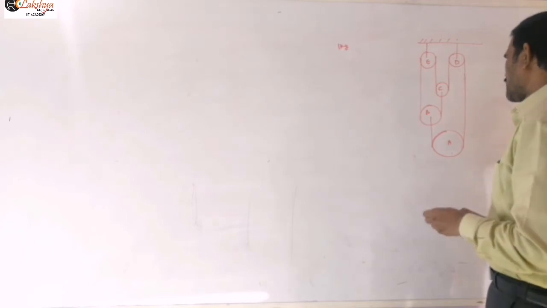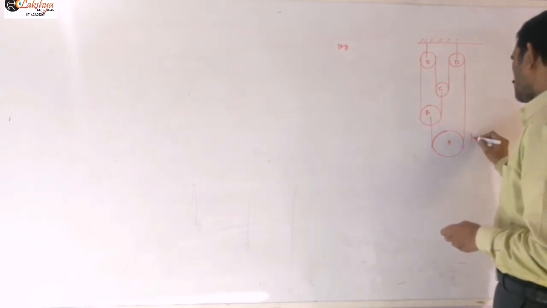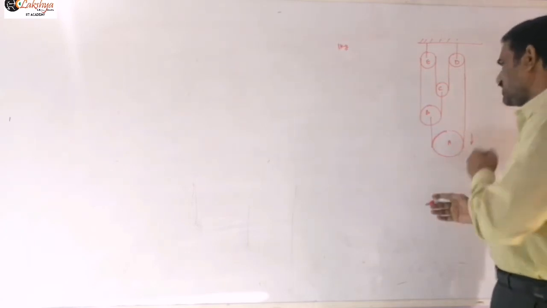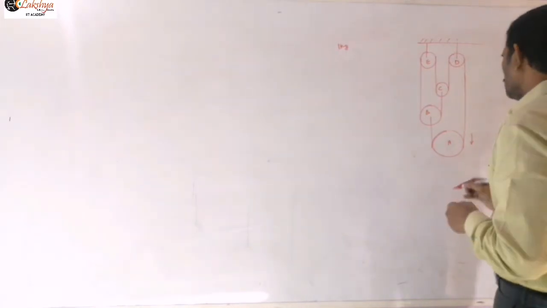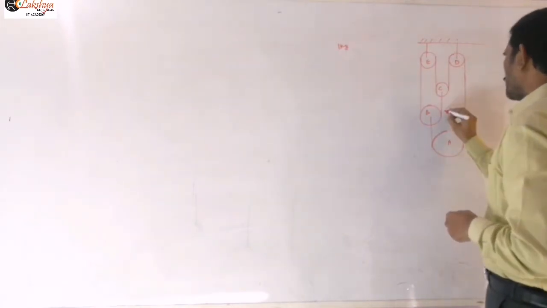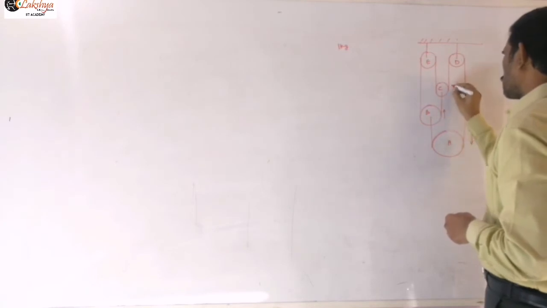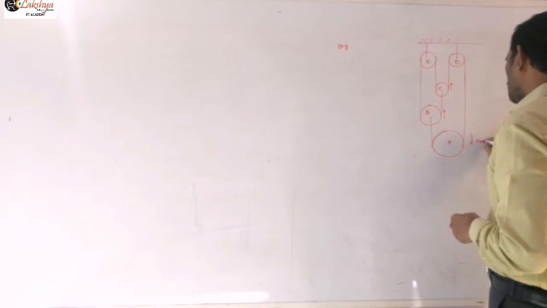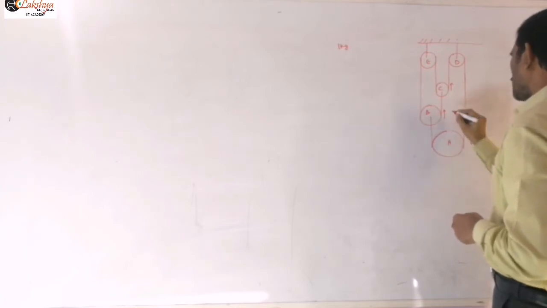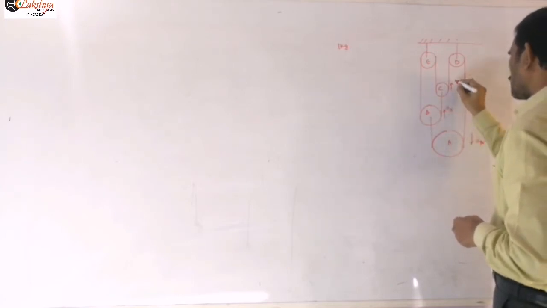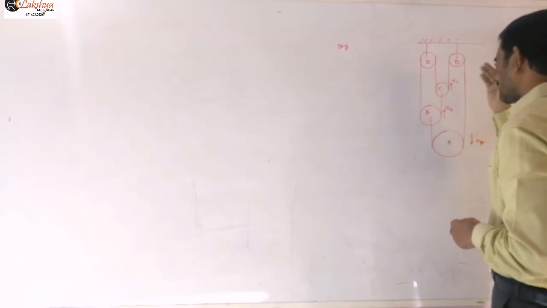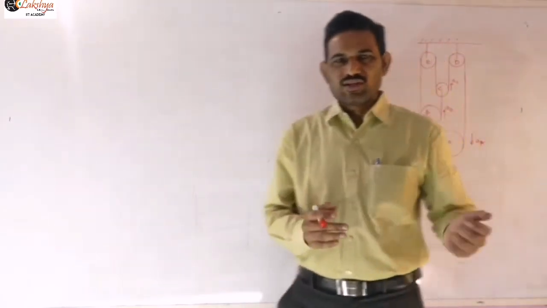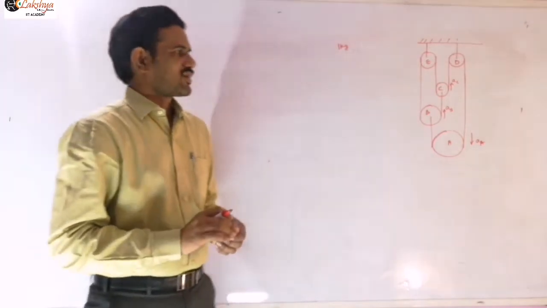For example, here I am assuming this block is moving down, this pulley, say A, is moving down, and let us say B is moving up, and let us say this C is also moving up. So the acceleration of A is in the downward direction, and the acceleration of B is in the upward direction, acceleration of C is in the upward direction. This is our assumption only. Finally we will get clarity whether the assumptions are correct or not.